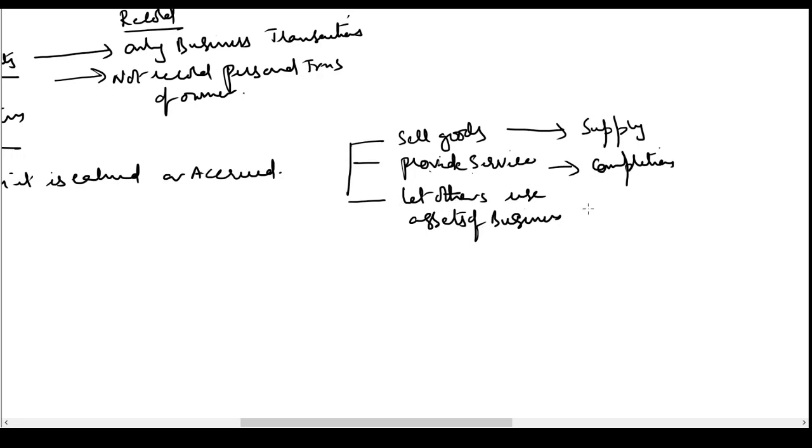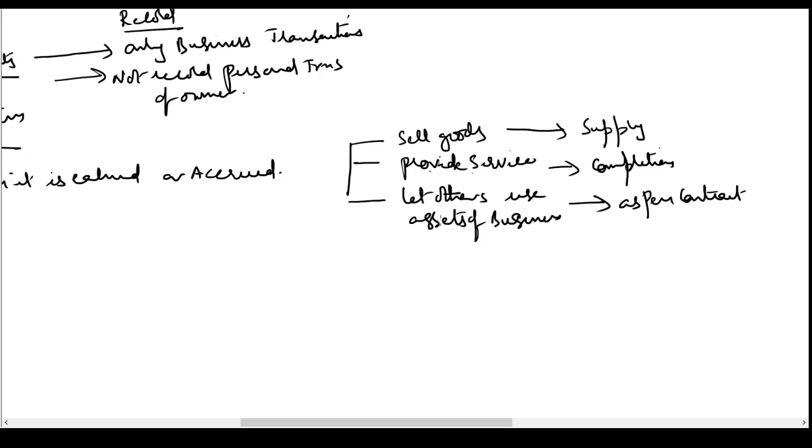Let others use assets of the business. I have given the building belonging to the business on rent to somebody. We have given some machinery or equipment of the business on rent to somebody. So as they use it, as the period passes by, we can earn some income, as per contract. So when I sell goods, I complete the supply, I am eligible to recognize the value of the goods sold as income in my books. I provide some service. On provision of the service, when the other party has received the service, I can recognize the value of the service as an income in my books.